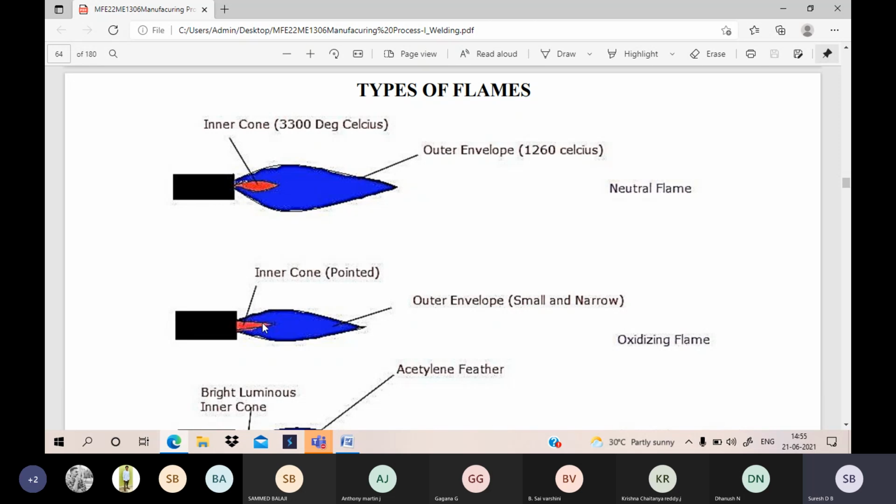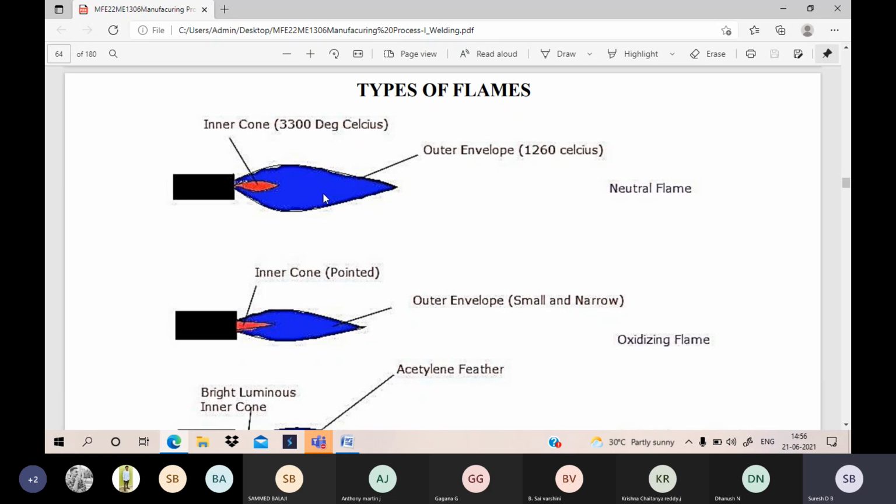Okay, this particular point has a temperature of around 3500 degrees centigrade, and around this is the outer envelope, which completely covers the inner cone. This blue color indicates the outer envelope, and the red color indicates the inner cone or pointed part. Here also, the inner cone temperature is 3500 degrees Celsius, and this envelope's temperature is 1500 to 1600 degrees Celsius.